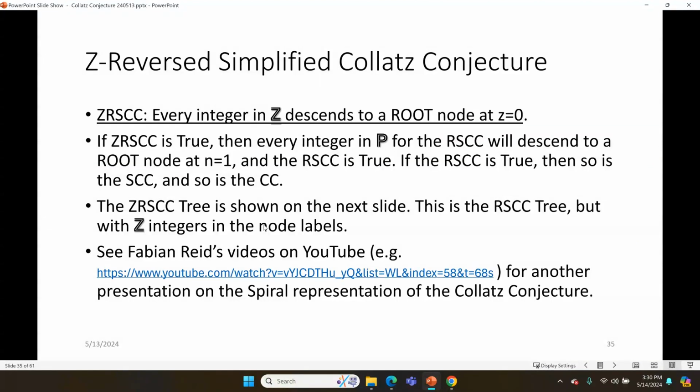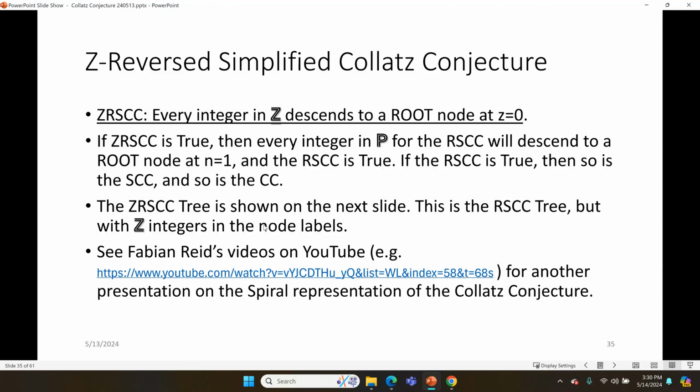So this leads us to restating the Collatz conjecture in terms of the Z-reversed simplified Collatz conjecture, or the ZRSCC: that every integer in Z descends to a root node at Z equals 0. If the ZRSCC is true, then every integer in P in the reverse simplified Collatz conjecture will correspondingly descend to a root node at n equals 1. And if that is true, then the simplified Collatz conjecture is true, and so is the standard Collatz conjecture. We'll talk about the tree in the next slide that shows the integers in the Z domain.